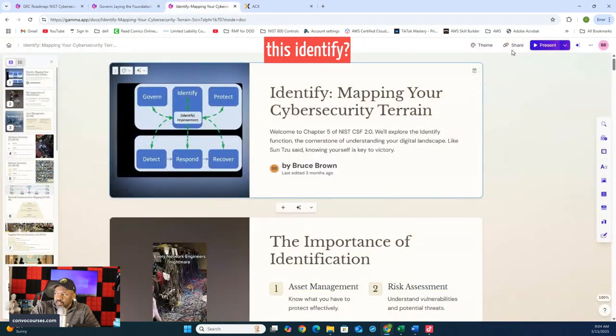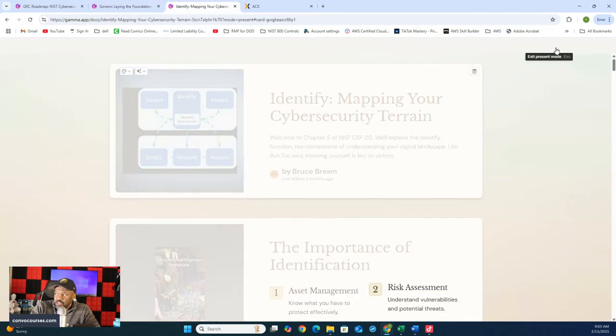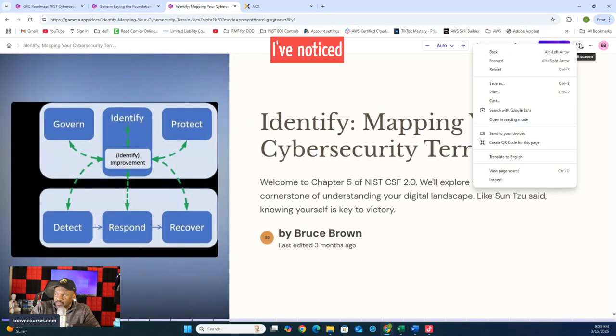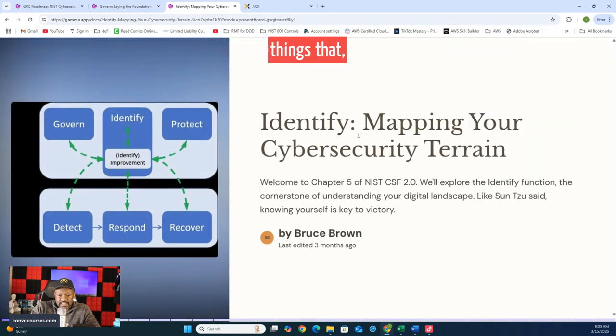What is this? Identify, as I've been doing this for many, many years, I've noticed is one of the things that organizations struggle with the most. The identify function is where you are doing baseline, your configuration baseline. What does that mean in layman's terms? That means knowing what's in your environment. It's really, really important, such that everything kind of comes back to identify.